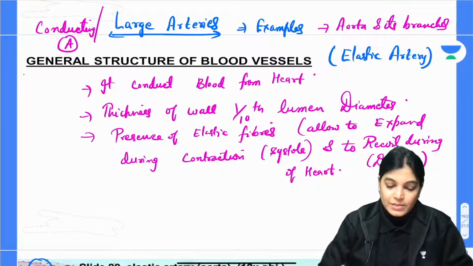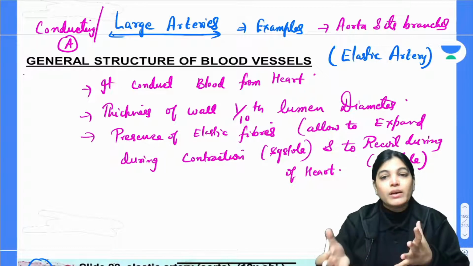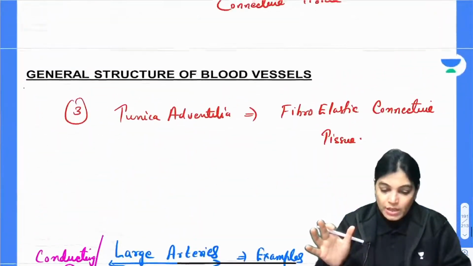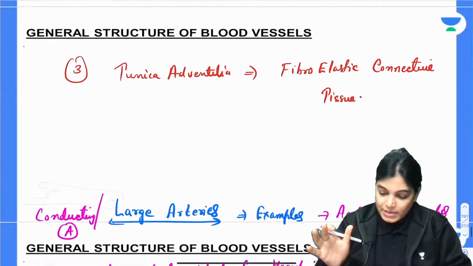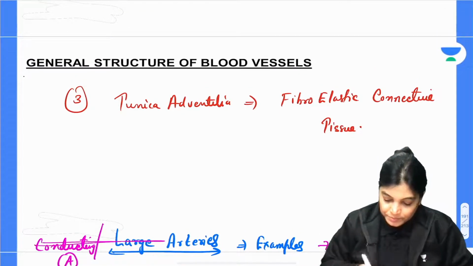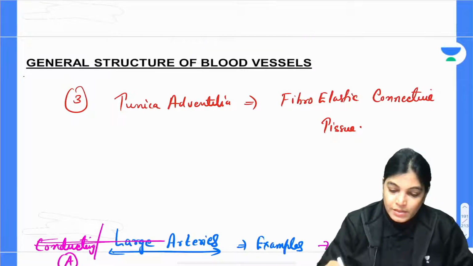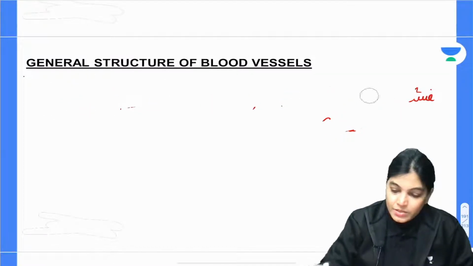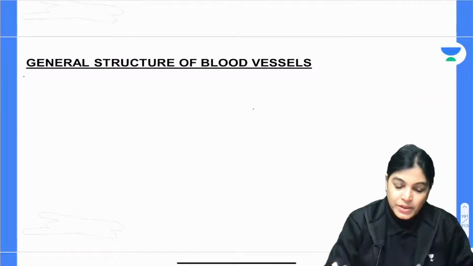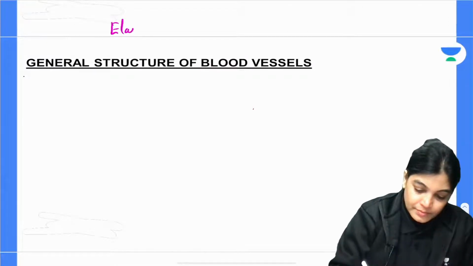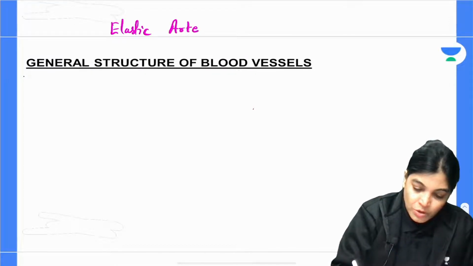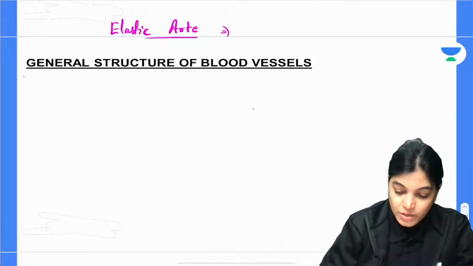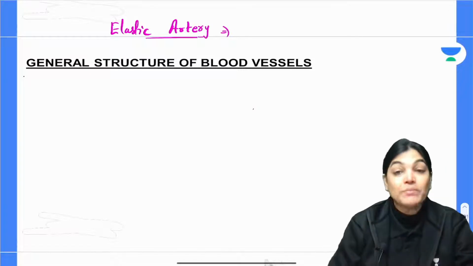Now let's talk about the other features. Let's talk about the layers briefly. This is the elastic artery, and here also I will utilize this space and talk about the general features of the elastic arteries. Here also I would like to write the heading elastic artery. The layers which we have seen: tunica intima, tunica media and adventitia.